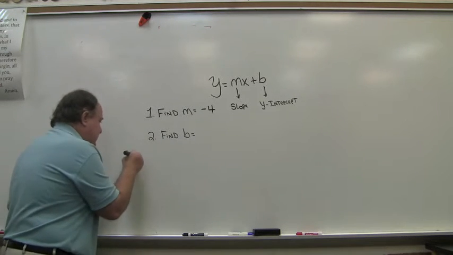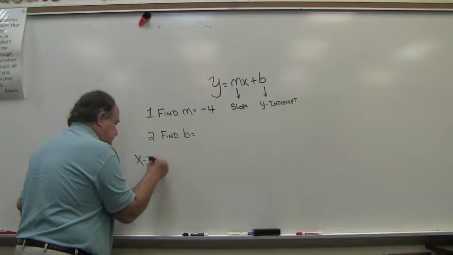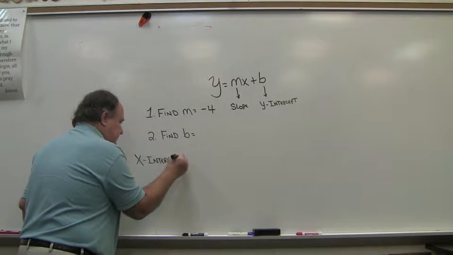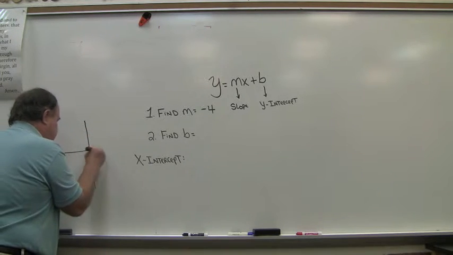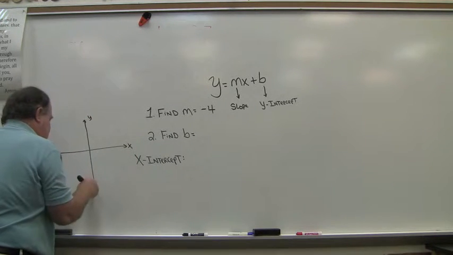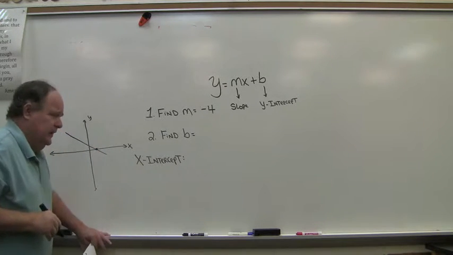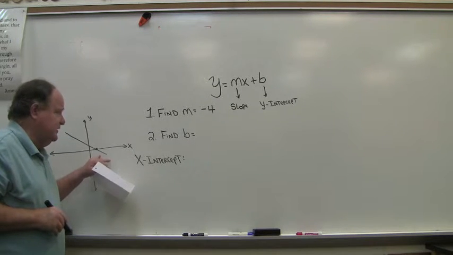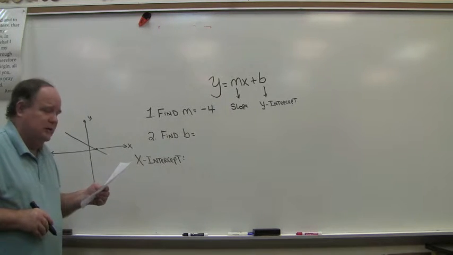Instead, they give me the x-intercept. Okay, what does that mean? Well, the x-intercept means, here's my x-axis, the x-intercept means where the line crosses somewhere on the x-axis. Okay, so this isn't going to be a big problem for us. Because it crosses somewhere on the x-axis does not mean that it's going to cross the same place on the y-axis.